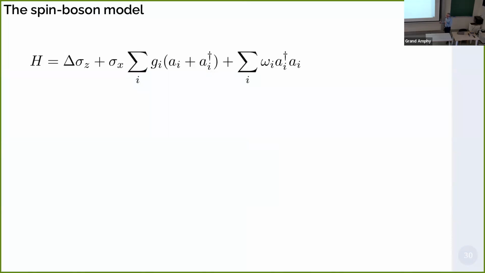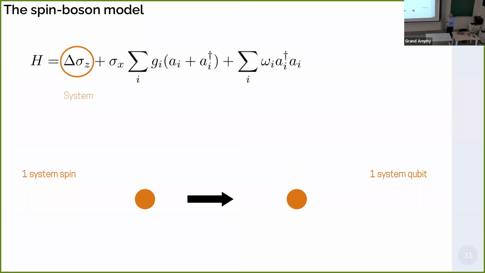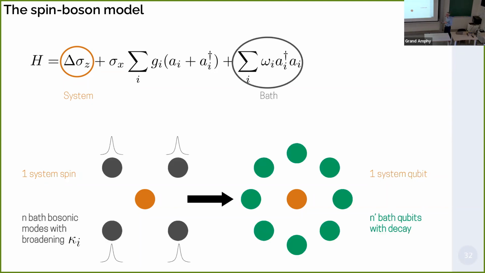This is a spin-boson model, the open system model I had before, just with one qubit, very simple. One qubit coupled to a bosonic bath. Okay, it's clear? One system spin gets mapped to one system qubit. The good qubit is the qubit that we will use to describe this up here. But now, what else do we do?